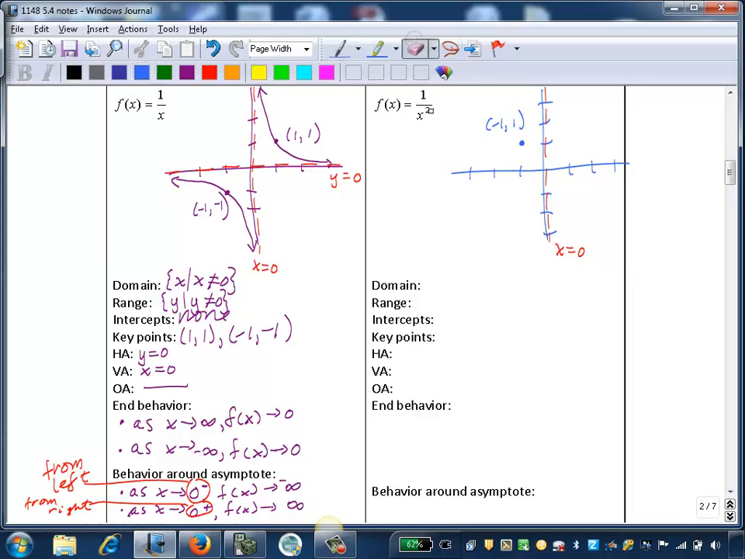And then we'll try plugging in an x value of 1, so 1 over x squared will give us 1. So we have another key point, (1, 1). So now you can see we're actually going to have a branch in the first quadrant and the second quadrant. The 1 over x graph had a branch in the first and third. Both of these branches are going to be above the x-axis, and that's because x is squared. So we'll never get a negative y value here, because even if we put a negative x in, it'll square and become positive. So we also have a horizontal asymptote on the x-axis.